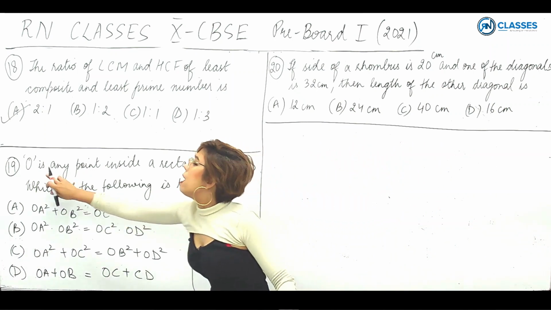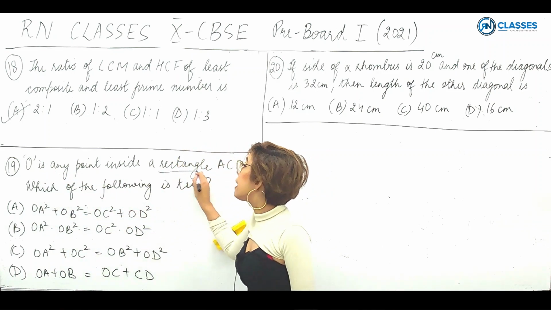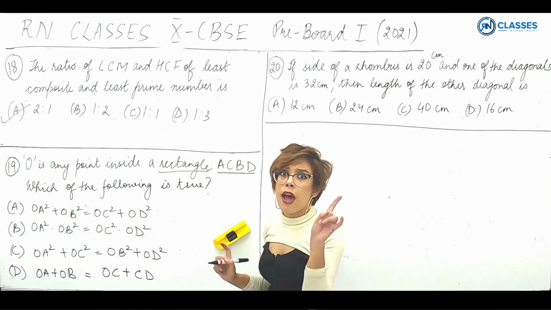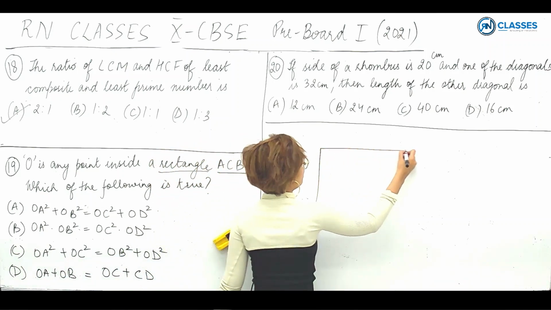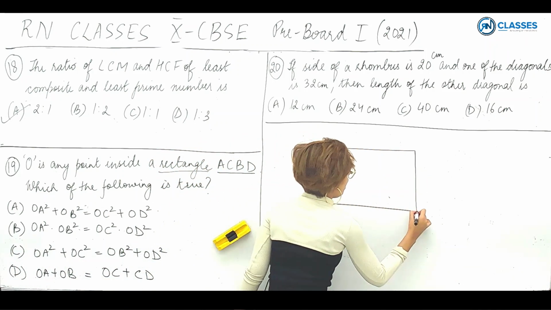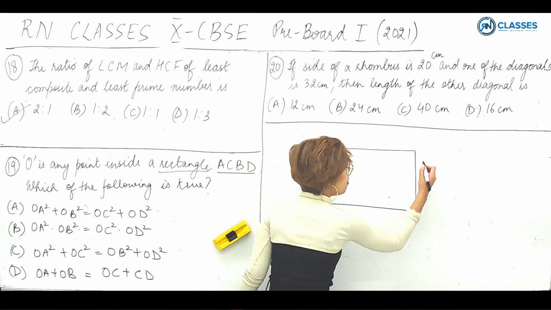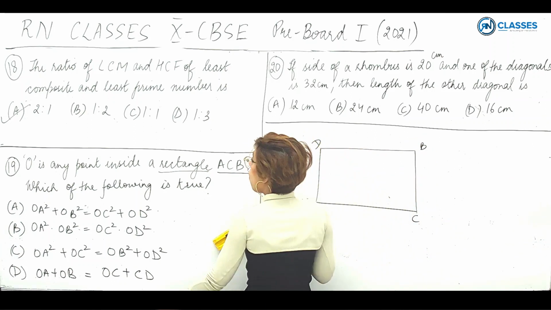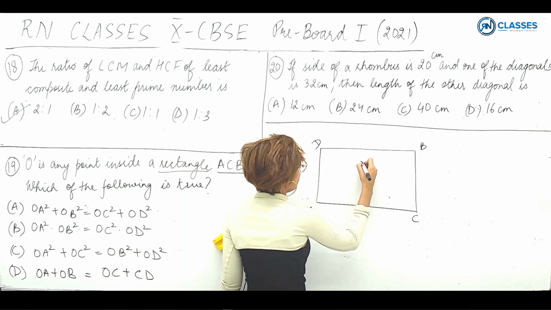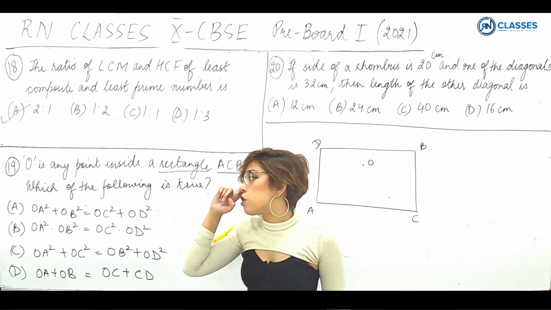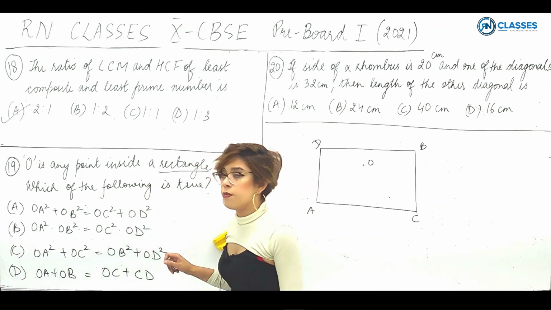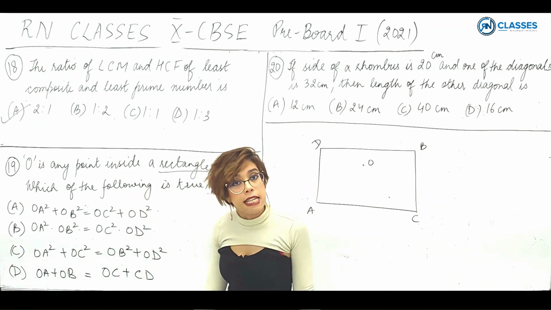Now, he says O is any point inside a rectangle ACBD. You have to be careful of the name. So, I will have my rectangle ACBD. Now, O is any point. Suppose my O is here. Right? Now, let me look at the options, because he says which of the following is true. So, I need to ascertain which of the options is the correct one.